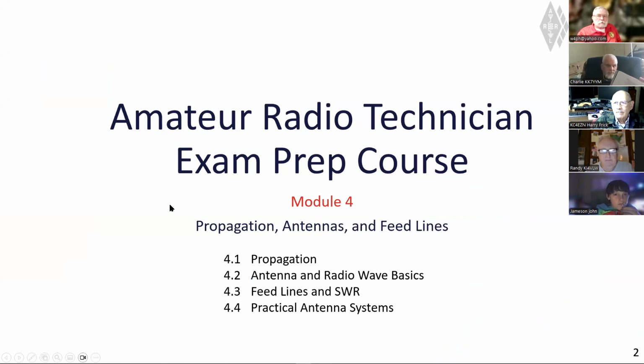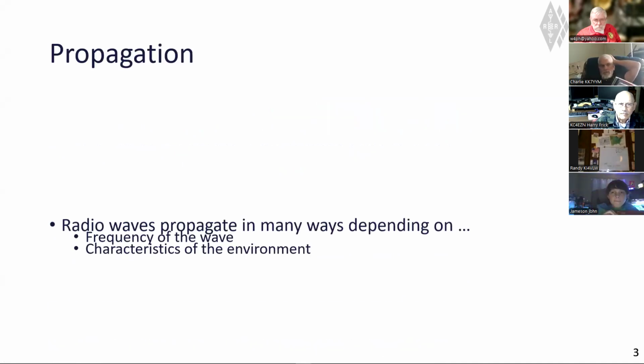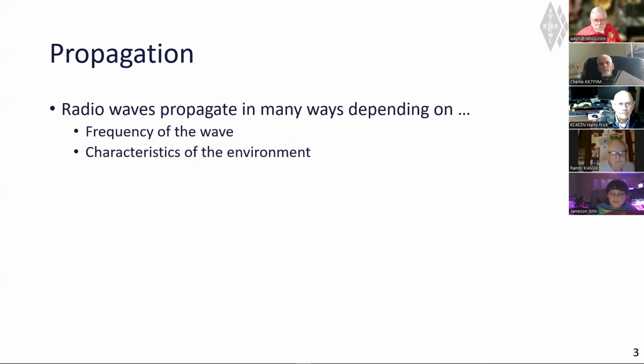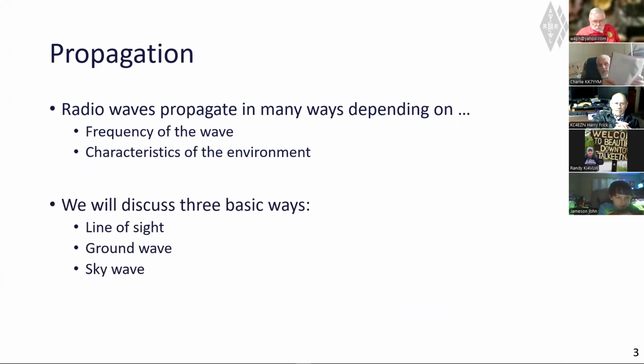Amateur Radio Technician Exam Prep Course, Module 4: Propagation, Antennas, and Feed Lines. Propagation. Radio waves propagate in many ways, depending on the frequency of the wave and the characteristics of the environment. We will discuss 3 basic ways that they propagate: line of sight, ground wave, and sky wave.